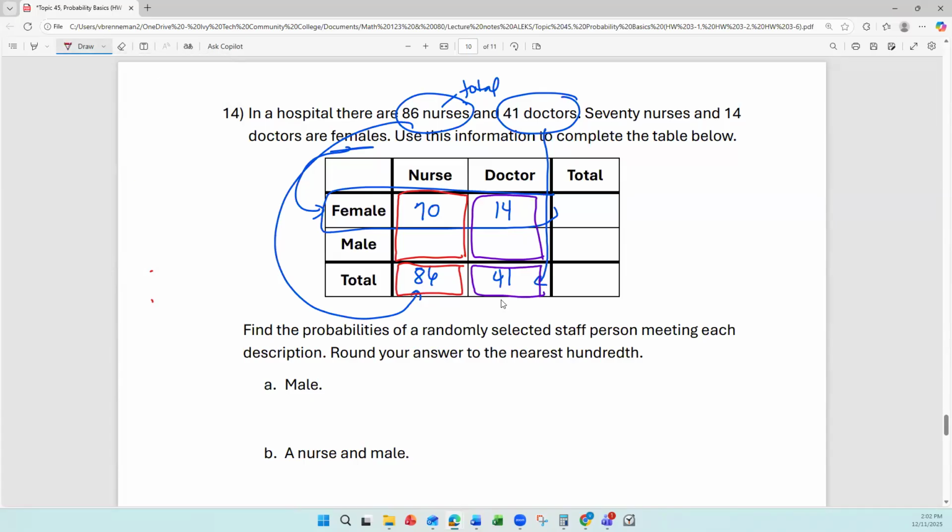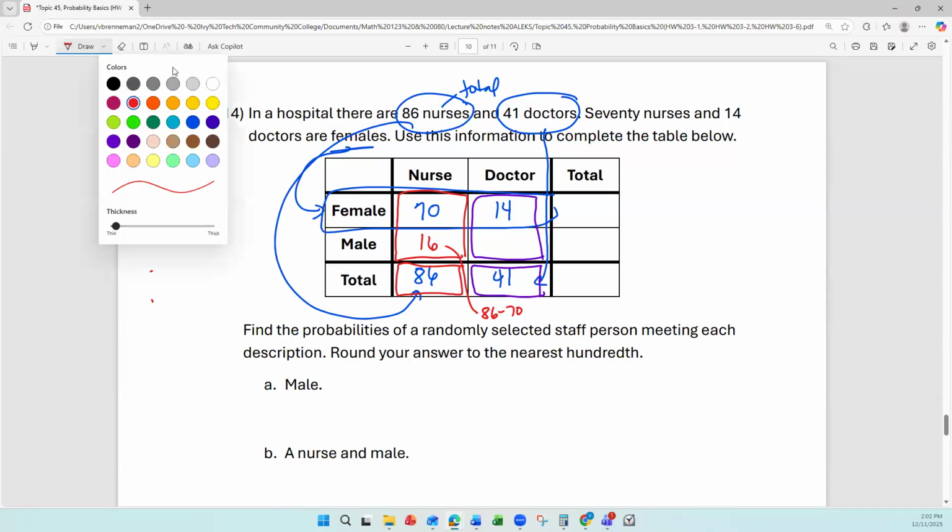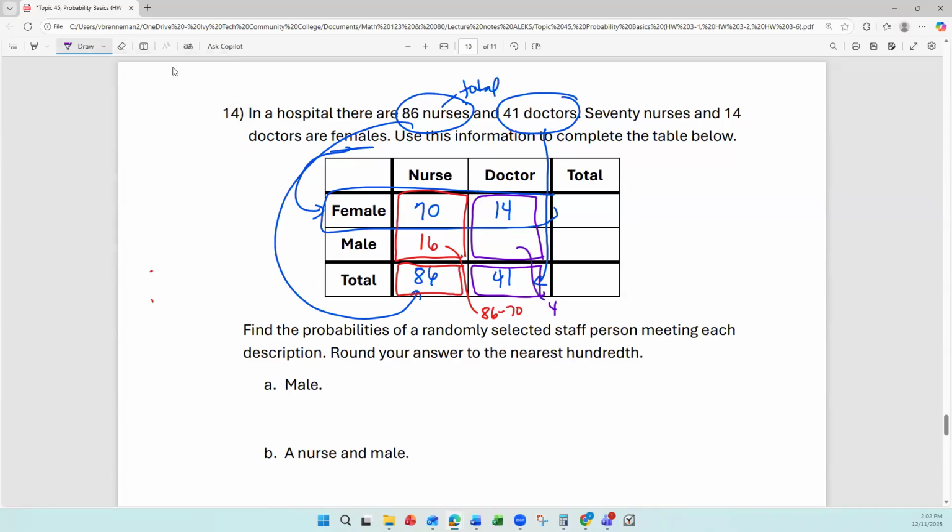So this is 86 minus 70. So the male nurses, there are 86 nurses altogether, 70 are female. That leaves 16 male nurses. And then the doctors, 41 total, 14 female. Then 41 minus 14 is 27 male doctors.